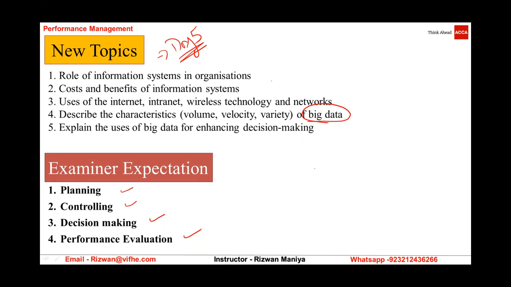Then decision making, where there are techniques like linear programming, CVP analysis, and relevant costing. So these are the ones that develop the skill that is actually required. Then performance evaluation. We'll judge the performance of the company, the departments, and that is the pure area of performance measurement that we will be covering. So these are the four things that your examiner expects you to be expert in.